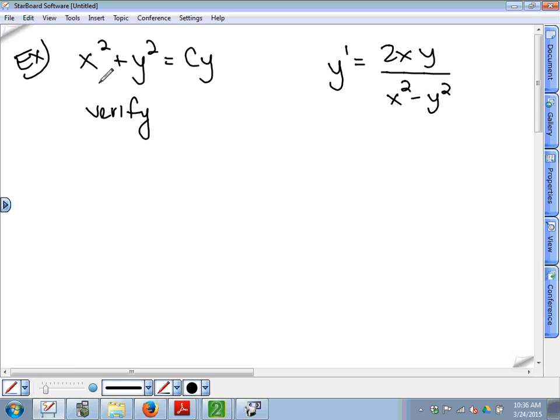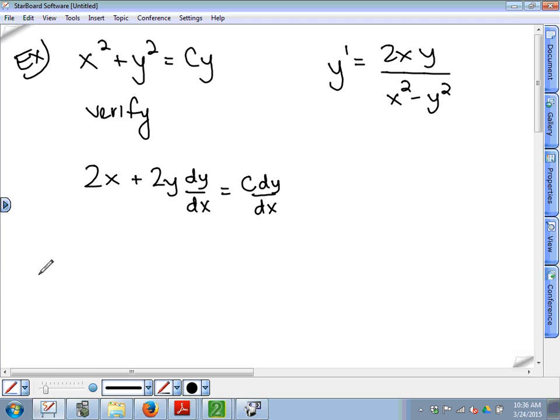Couldn't you just replace that y prime with the solution? Isn't that what we're trying to do? So you got 2x over c minus 2y equals y prime. If you differentiate, what's the derivative of y squared? 2y dy dx. And then what's the derivative of this? c dy dx. So then you minus 2y.